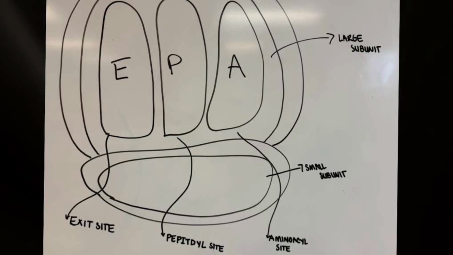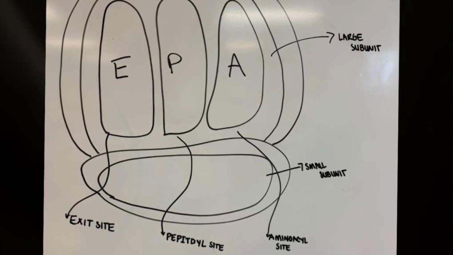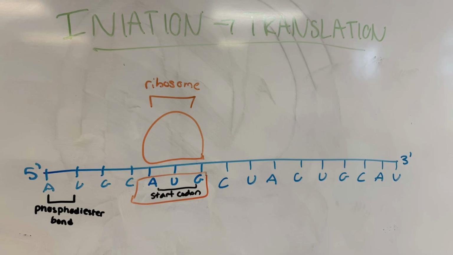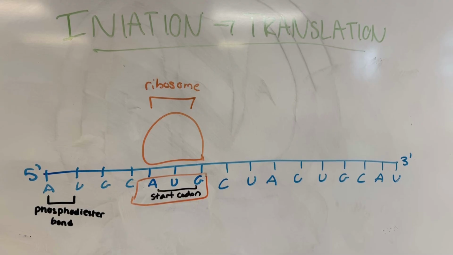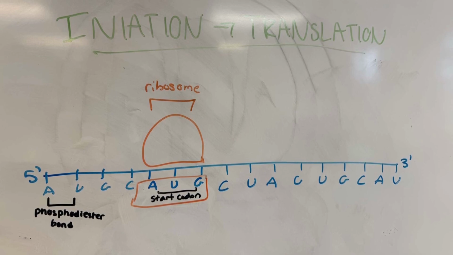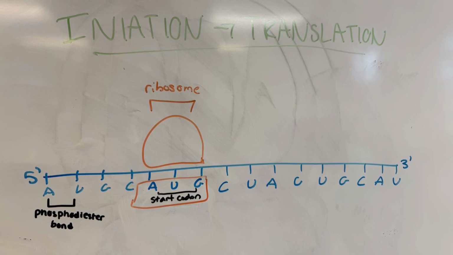take place. In order for translation to occur, we need a ribosome. Ribosomes have large and small subunits as well as 3 different sites: the exit site, the peptidyl site, and the aminoacyl site. The first step in translation is initiation. This is where the ribosome locates the mRNA transcript and scans for the start codon, which is AUG.